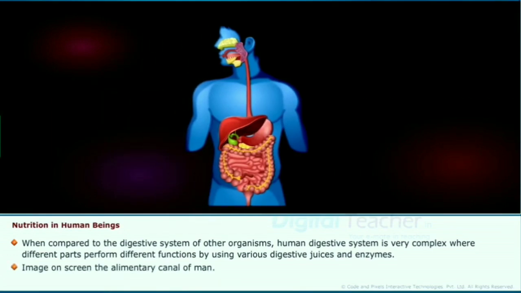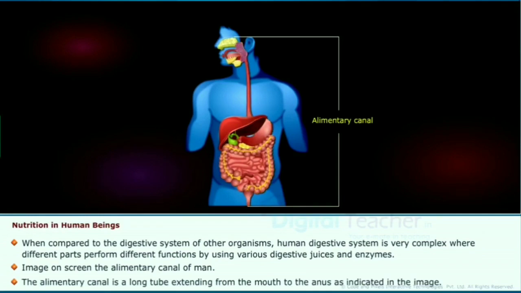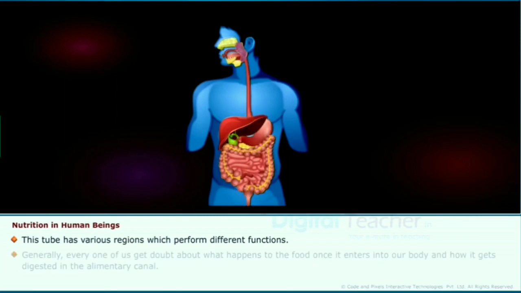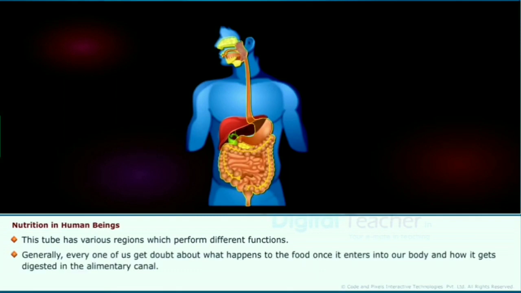The image on the screen shows the alimentary canal of man. The alimentary canal is a long tube extending from the mouth to the anus, as indicated in the image. This tube has various regions which perform different functions. Generally, every one of us gets a doubt about what happens to the food once it enters our body and how it gets digested in the alimentary canal.